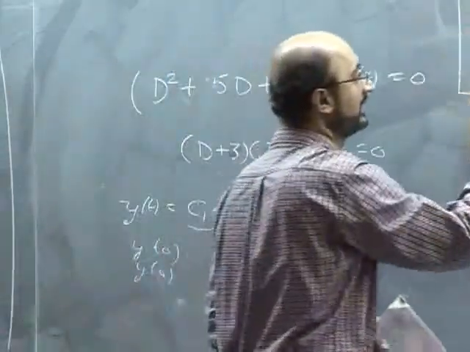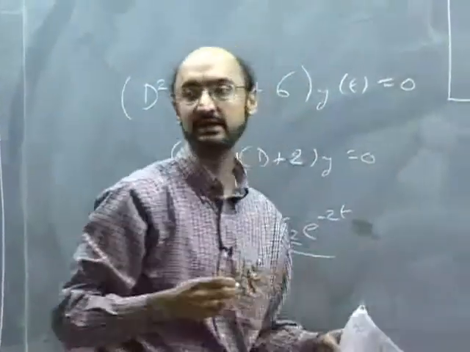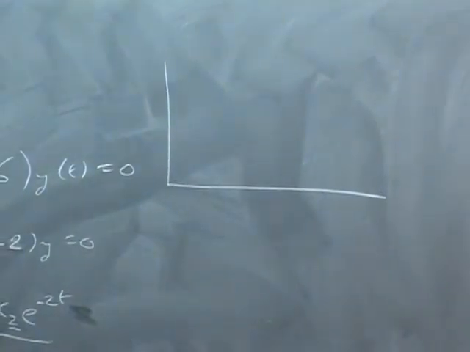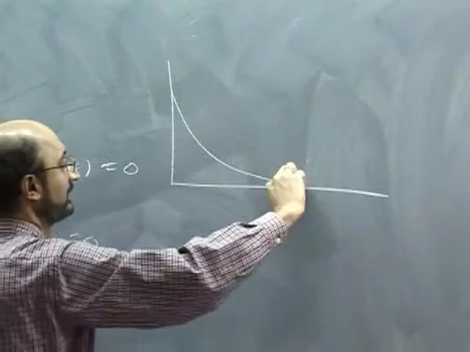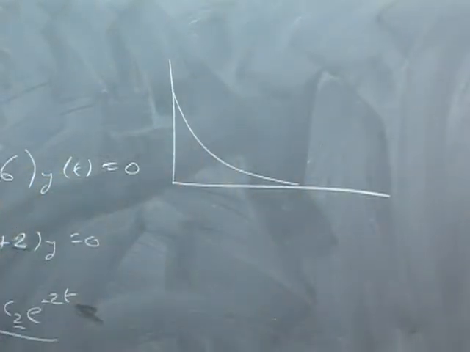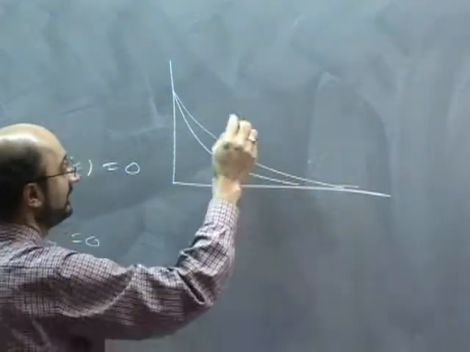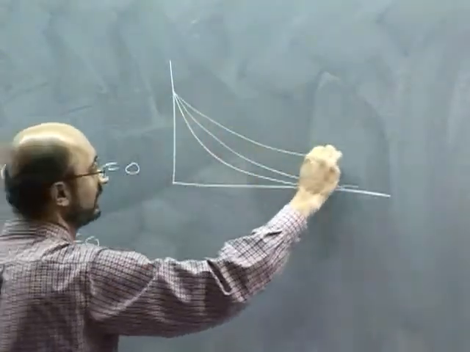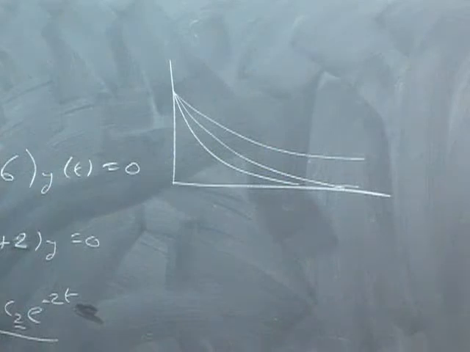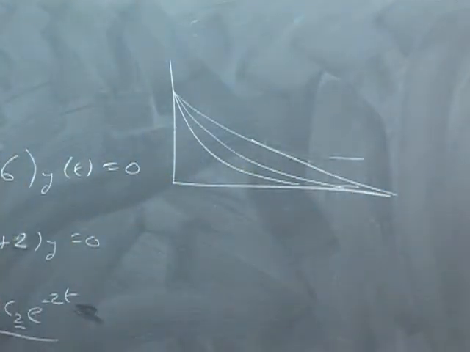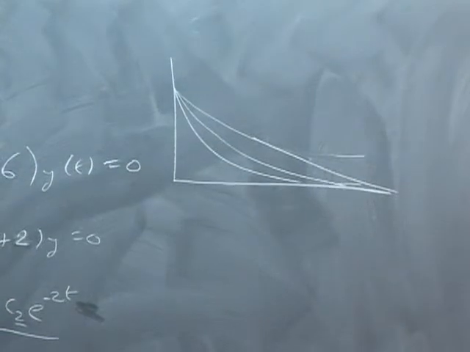Let's just see what it looks like. C1 e to the minus 3t is an exponential dropping off. It's a real exponential. It has no complex components. It's going to drop off pretty fast, like this. And minus 2t is going to drop off as well, but less fast. So we have something like that. Then the sum of these is going to be an exponential as well, and again it's going to drop off to 0. So the sum of these two exponentials is going to drop off exponentially fast. That's what it looks like.